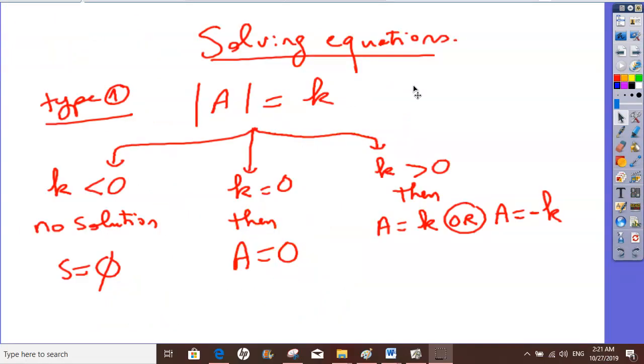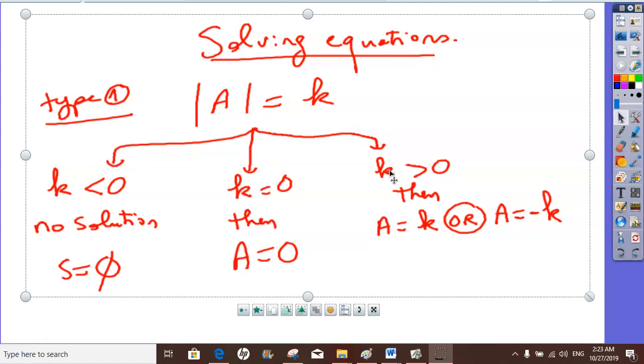Okay, now let's conclude. To solve an equation of the type absolute value of a is equal to k, where k is a constant, we have three possibilities. If k is a negative value, this is an impossible case because the distance from 0 to a cannot be negative, and then we have no solution and S is equal to the empty set. The second case, if k is equal to 0, the absolute value of a is equal to 0 means that the distance from a to 0 is 0 units, and then a is equal to 0.